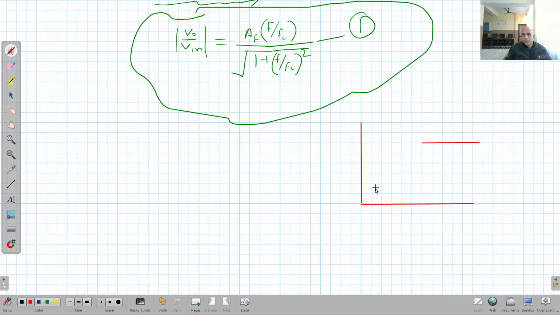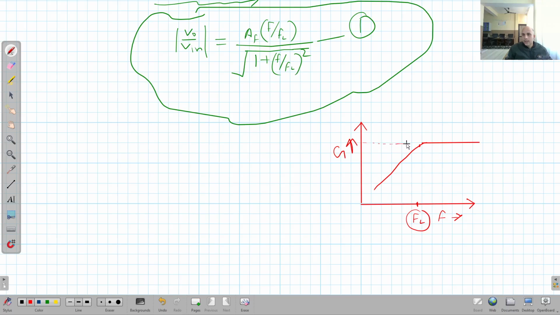This is the graph. This is frequency toward this side and gain, B output upon B input, gain toward this side, and this is frequency, right? So this is the frequency. This frequency will correspond to FL. Clear?